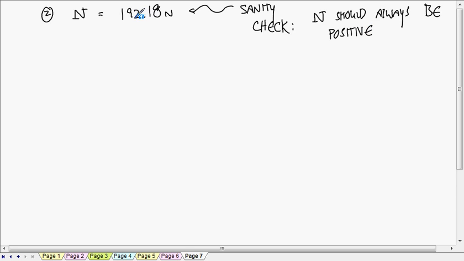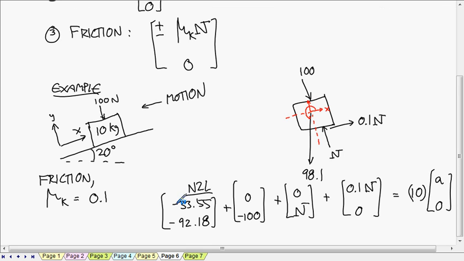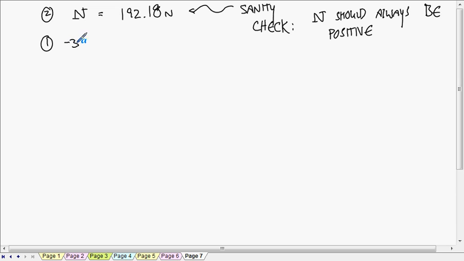And now this value, 192.18, gets substituted into the n that's in the x equation. So the x equation says negative 33.55 plus 0.1 times n, which now is 192.18, is equal to 10a.